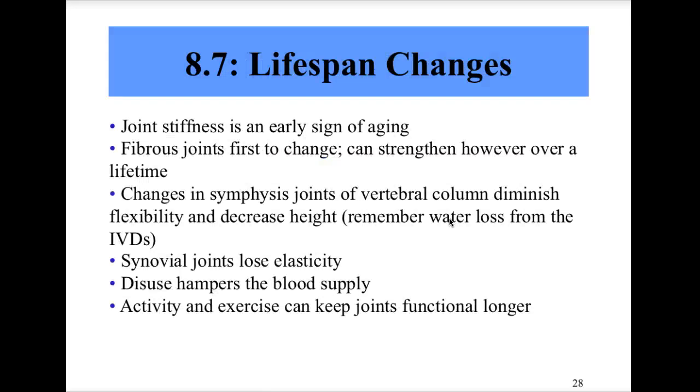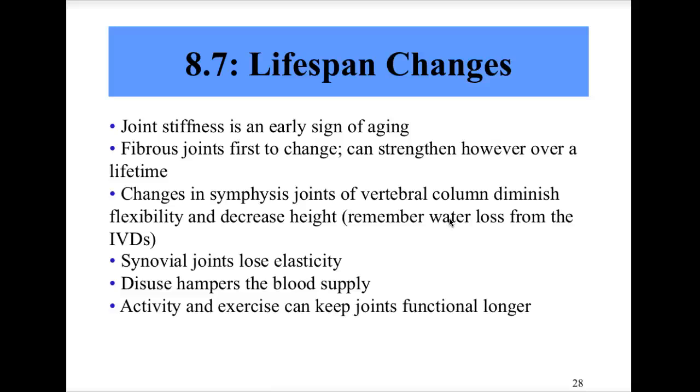All right, so lifespan changes, bringing us to the end here. Basically, this is the entire chapter. So lifespan changes: joint stiffness is an early sign of aging. Fontanelles of the skull do harden in the first 2 years. The epiphyseal plates harden from ages 14 to 20. Fibrocartilage loses water, and it's going to decrease flexibility of the intervertebral joints and knees.